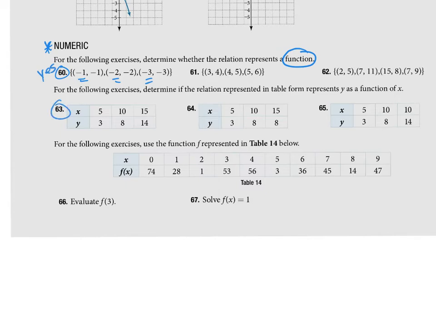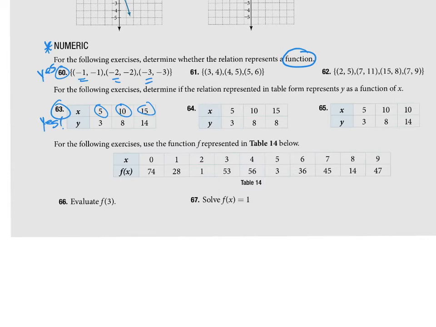Down here for number 63, we're trying to find out if y is a function of x, right? Again, we look at the x values and make sure they're not associated with 2 y values. Remember, y can repeat, but we can't have x being matched up with 2. So essentially, x can't repeat. So this one's a function. This is okay.